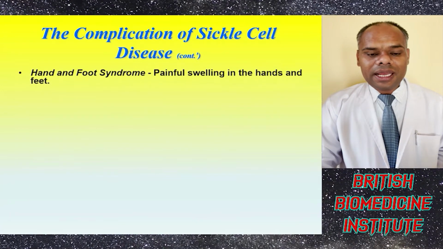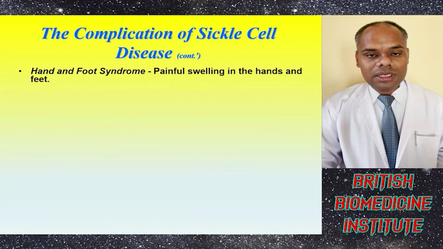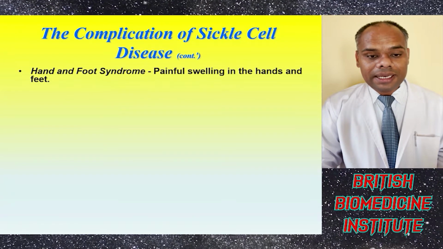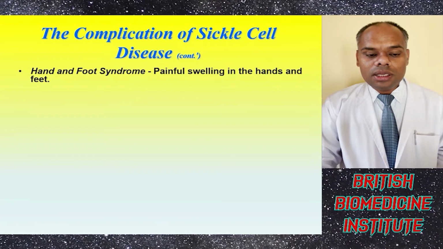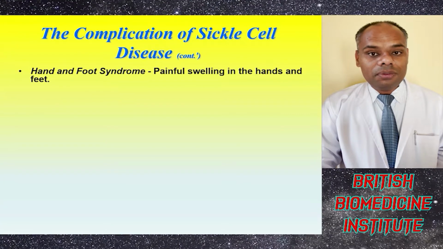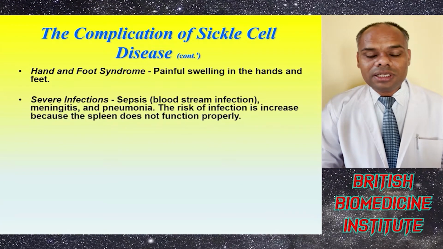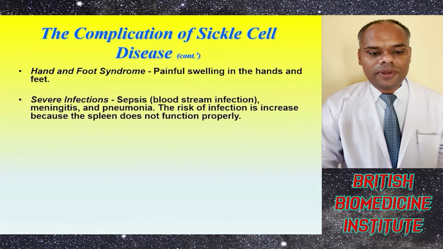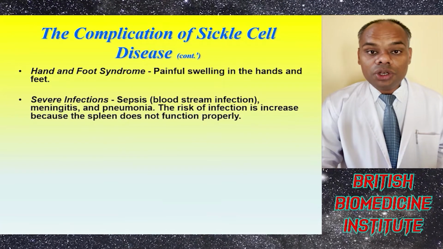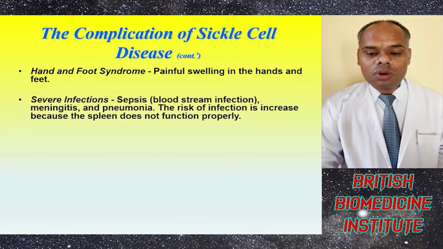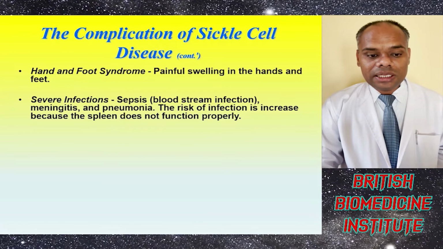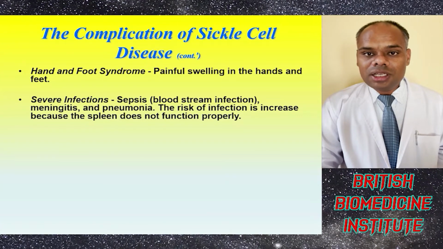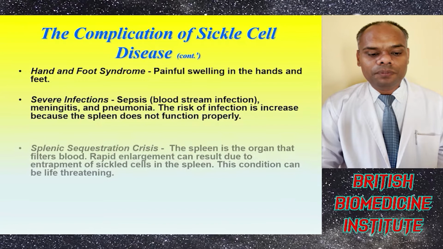Hand and foot syndrome, basically there will be pain and swelling in the hands and the feet. In severe infection, there will be sepsis. It is basically a bloodstream infection. Meningitis and pneumonia can also happen. The risk of infection is usually increased because the spleen is not working properly.